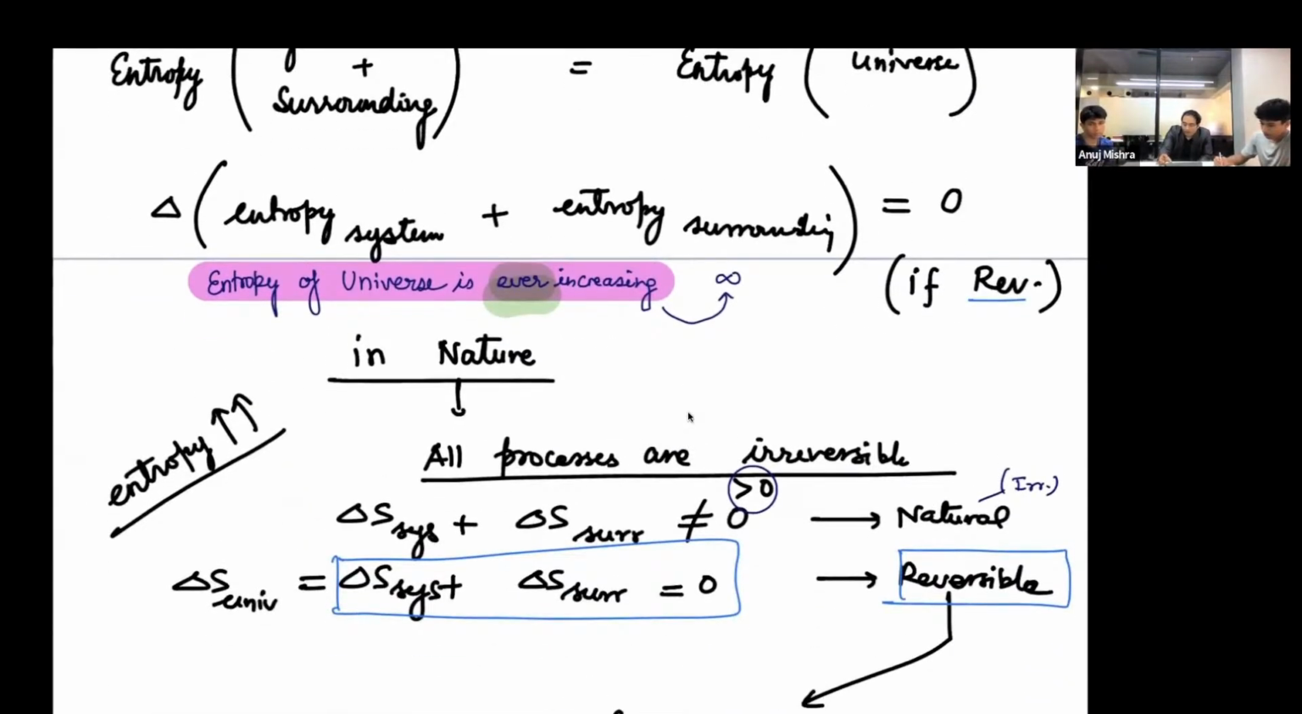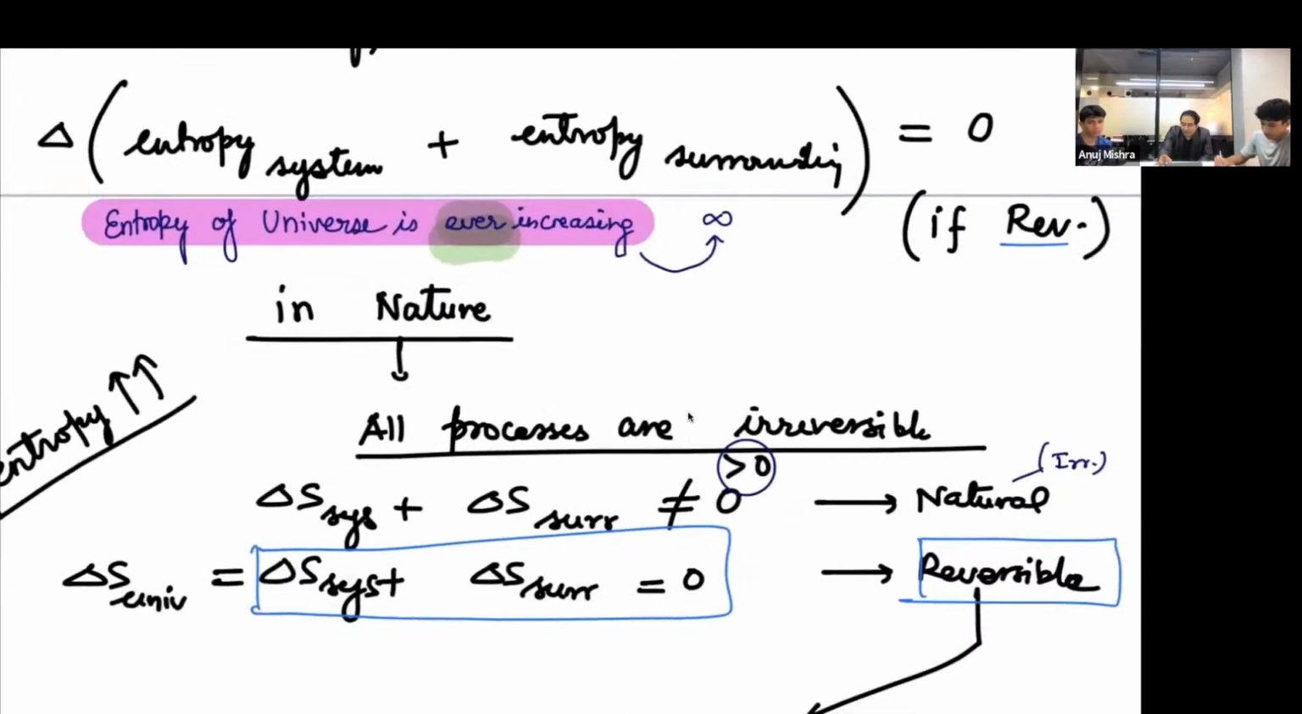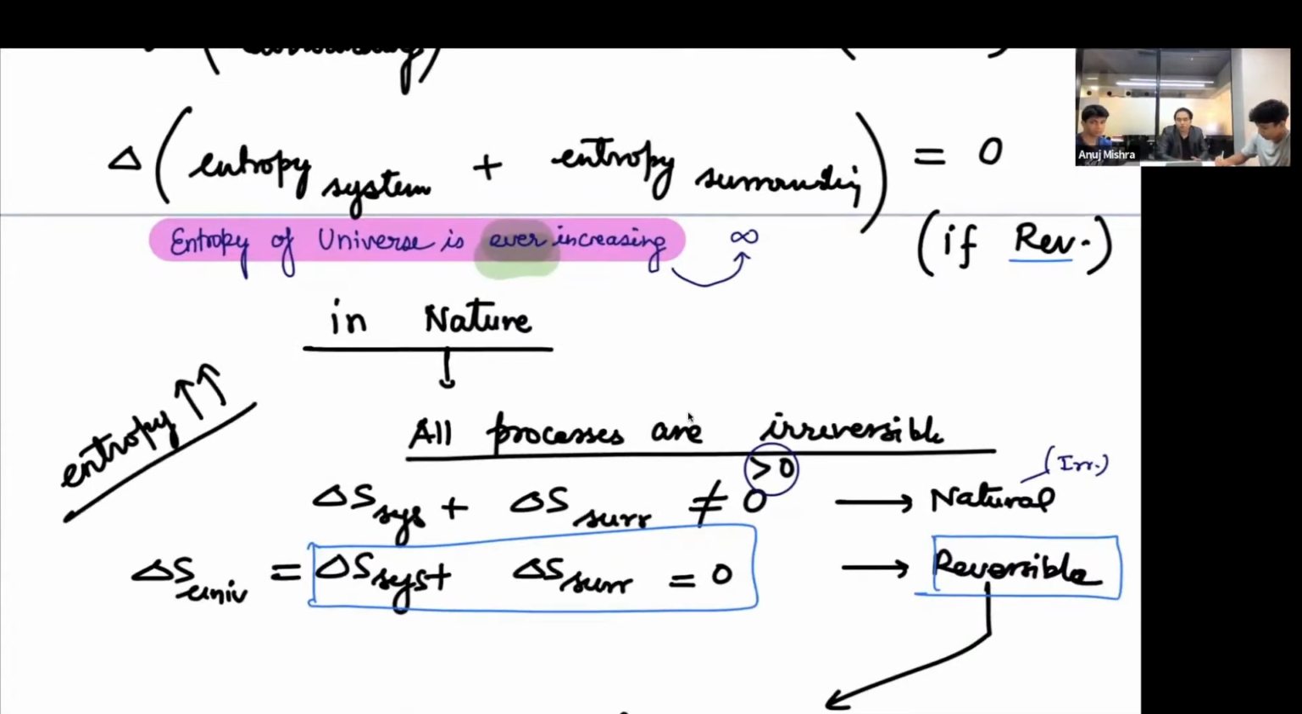So, can we say delta system plus delta surrounding is non-zero for natural process or irreversible cases? Or can we also say it is more than 0? Okay. Delta system plus delta surrounding is 0, which is delta universe, for the reversible case. So this is the summary of our discussion. You can't have entropy negative. Entropy of system or surrounding? Anything, it can be negative, why not? But entropy of the universe cannot be negative, for sure. The best case scenario is 0, when it is a reversible process.